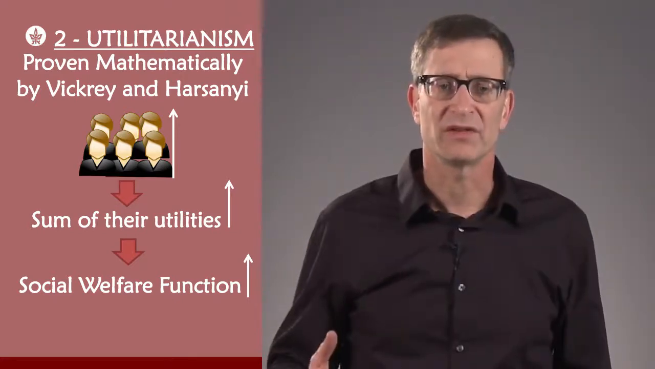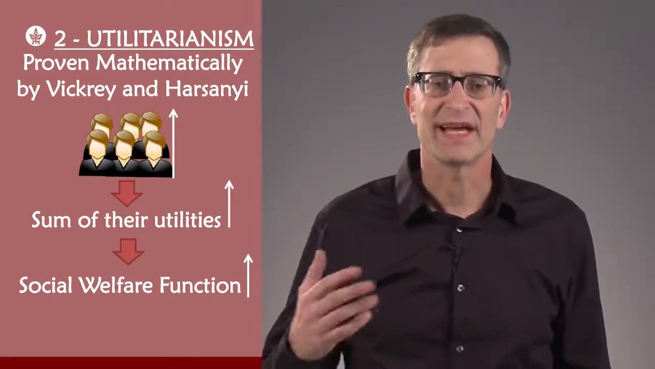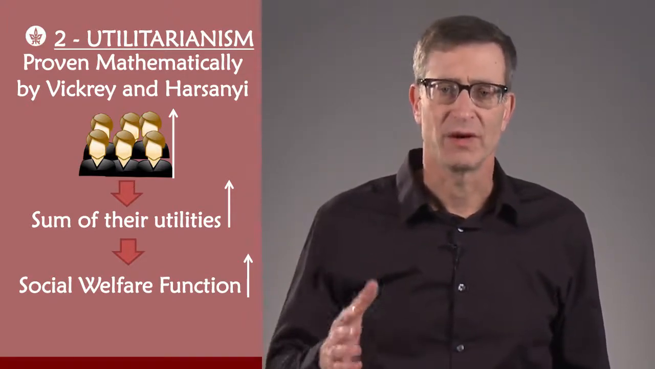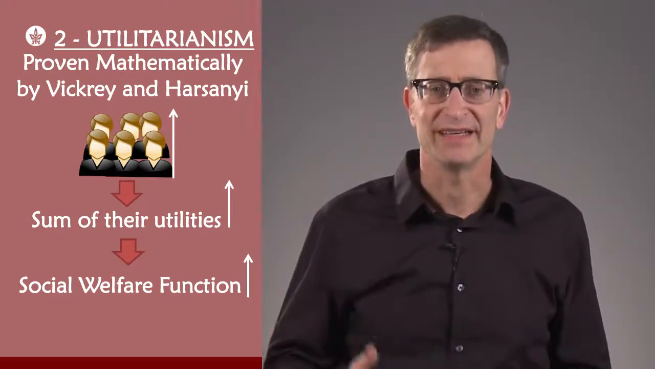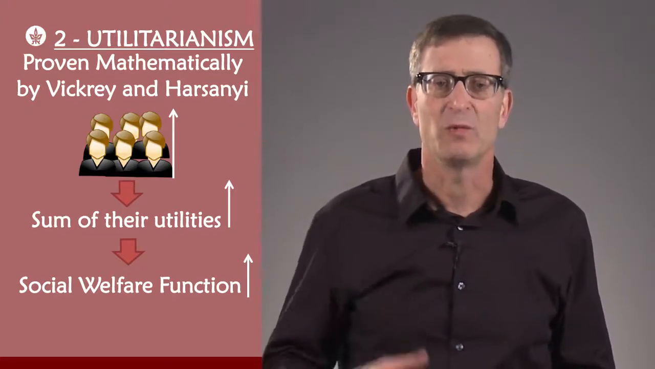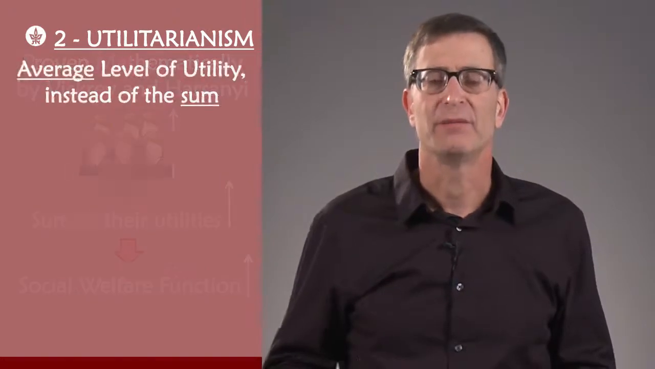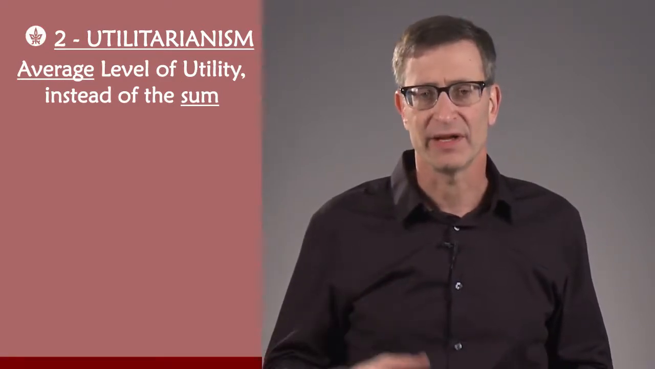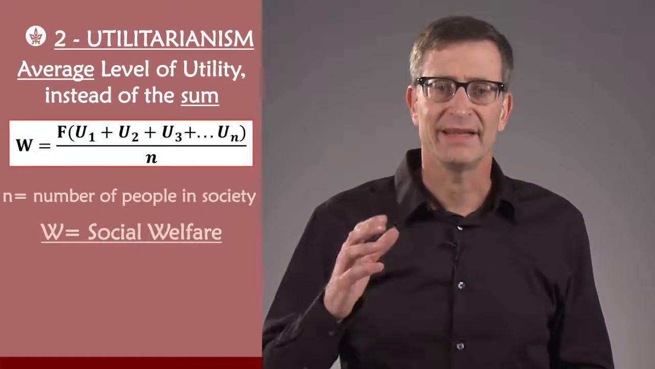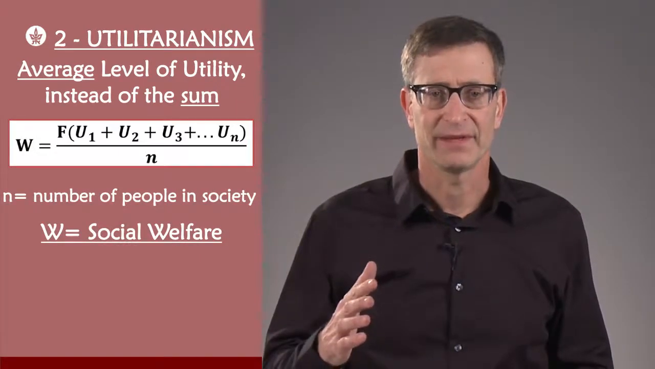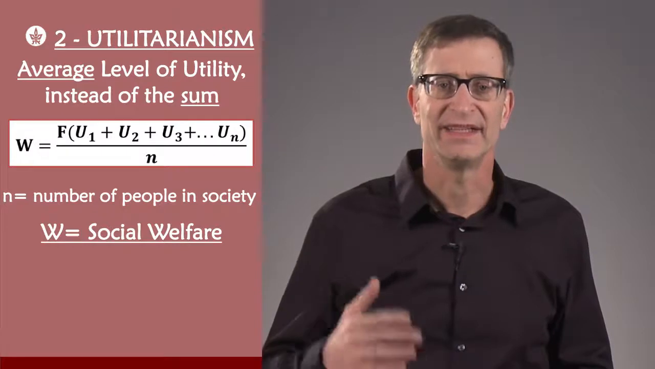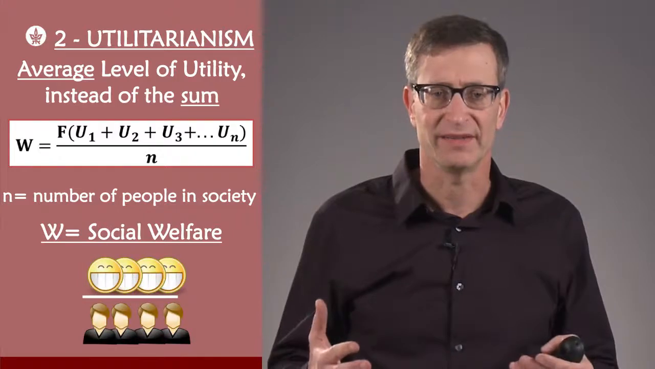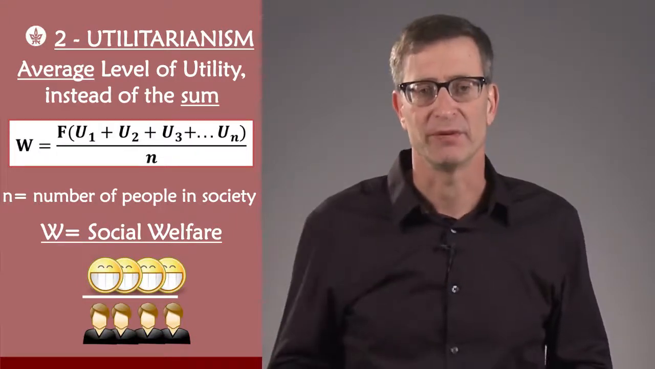Now, the more individuals are in our society, the greater is the sum of their utilities. Hence, social welfare function increases. However, we do not think that the size of society is relevant to its happiness. We therefore avoid this implication by using the average level of utility instead of the sum, as in the following formula. N is the number of people in society. As we can see in this formula, W is the social welfare, which is the sum of individuals' utilities, divided by the number of people.